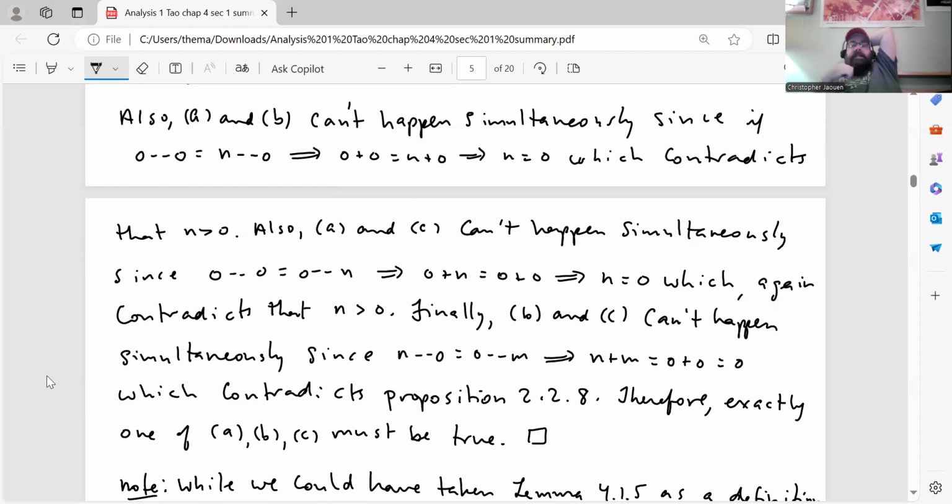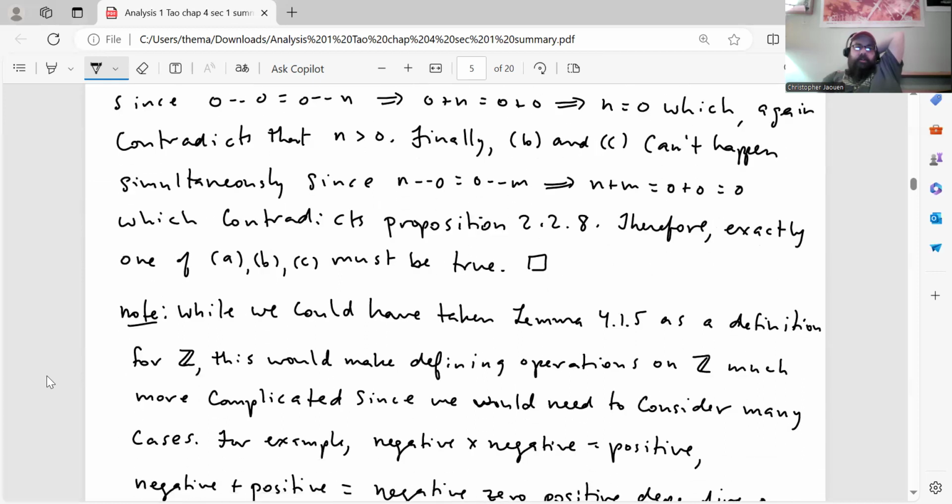Also, A and C can't happen simultaneously, since 0 minus 0 equals 0 minus n implies 0 plus n equals 0 plus 0, which implies n equals 0, which again contradicts that n is a non-zero natural number. Finally, B and C can't happen simultaneously, since n minus 0 equals 0 minus m implies n plus m equals 0 plus 0, which is 0, which contradicts proposition 2.2.8. Therefore, exactly one of A, B, C must be true.